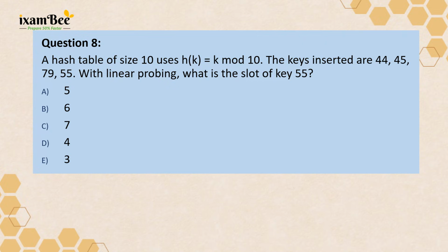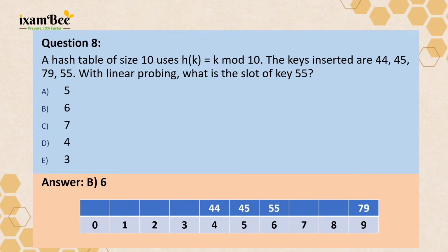In this next question, a hash table of size 10 is using a hash function k mod 10. The keys inserted are 44, 45, 79 and 55. With linear probing, you have to tell what is the slot of key 55. So the answer to this question is B, 6. 44 is going to be mapped at the 4th index. 45 will be mapped at the 5th index. 79 will be mapped at the 9th index. When it comes to 55, it will be creating a collision because the 5th index is already occupied. Hence, with linear probing, it will occupy position 6.